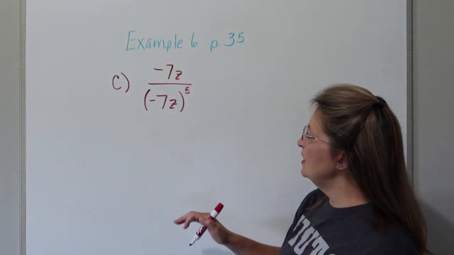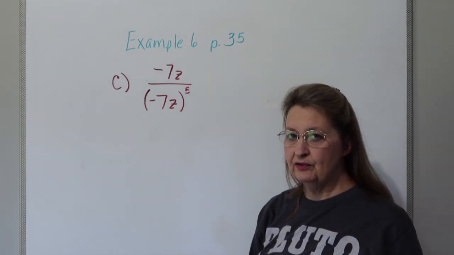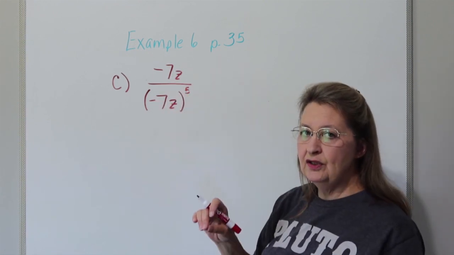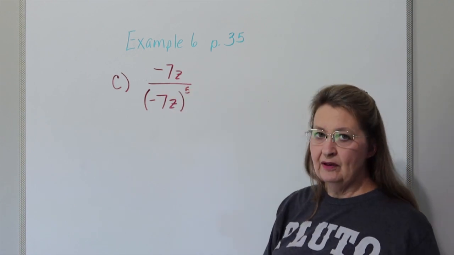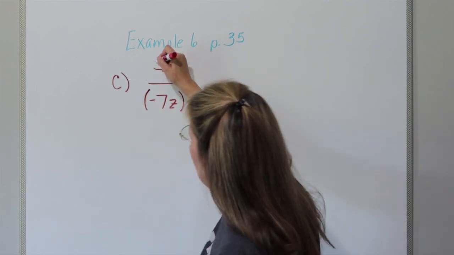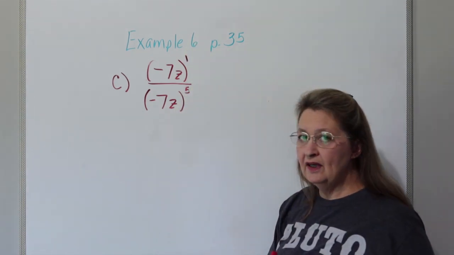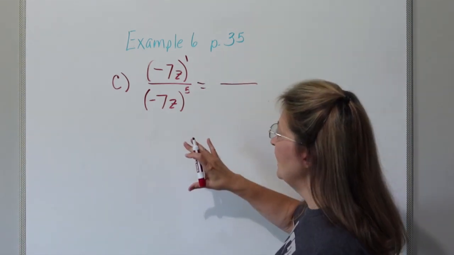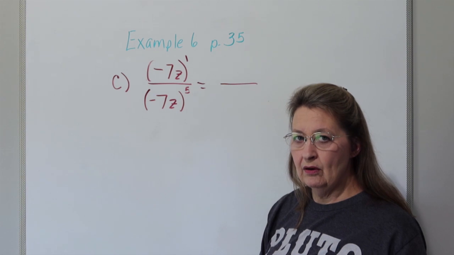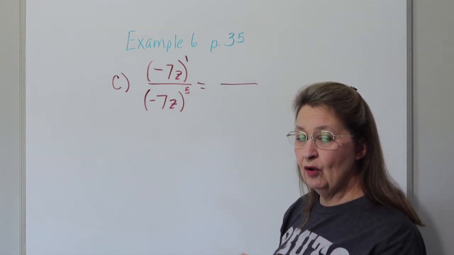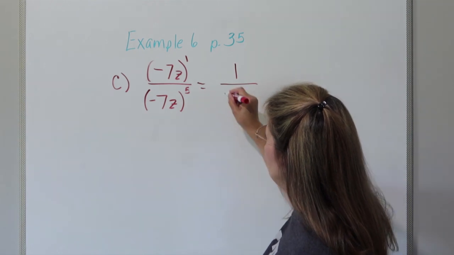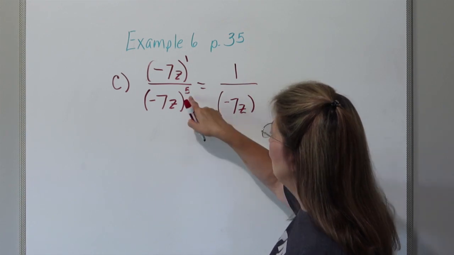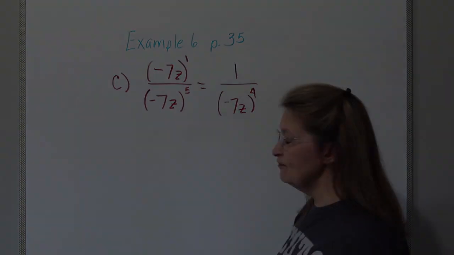We've got negative 7z over negative 7z to the 5th. Now we had a product rule that said when you have the same bases as a fraction, you can subtract the exponents. Well, I don't have an exponent up here. Or do I? Can I not put this in parentheses and give it an exponent of 1? So it's just something you do in your head. Now, I'm going to subtract the exponents, and my answer is going to go where? Where the largest exponent is, so it's going to go on the bottom. It's going to leave me a 1 up here. Now down here, I'm going to have negative 7z to the what power? Well, 5 minus 1 is 4.